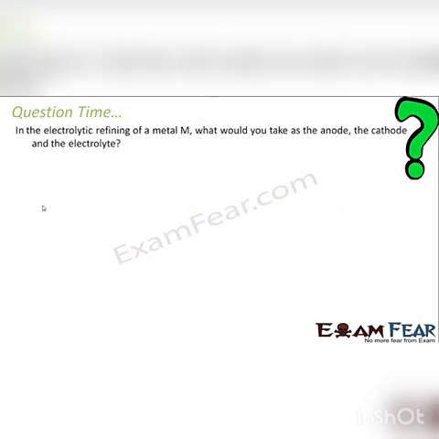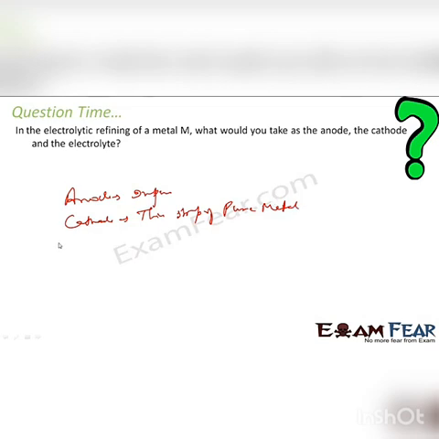The next question says that in an electrolytic refining of a metal, what would you take as anode, cathode and electrolyte? So we know that anode we generally take as impure substance. We take cathode as thin strip of pure metal. We have done this for the case of copper, actually we have shown that. And my electrolyte solution is nothing but my metal solution. For example, in case of copper we take copper sulfate, right?